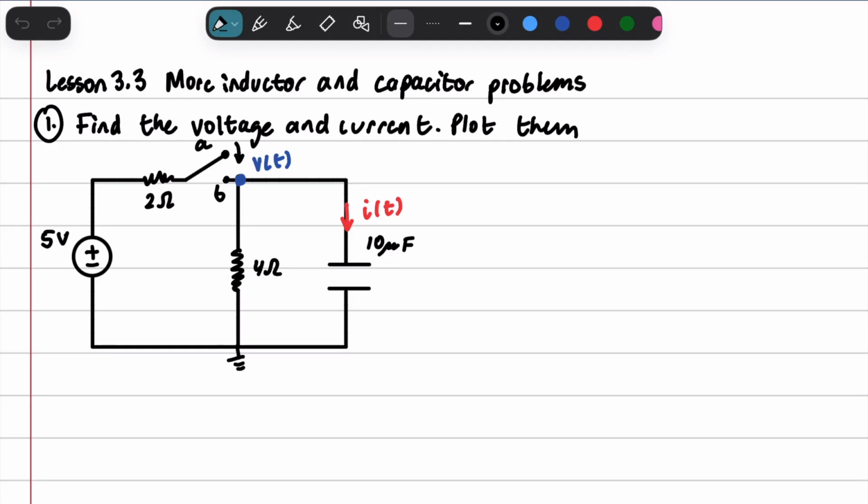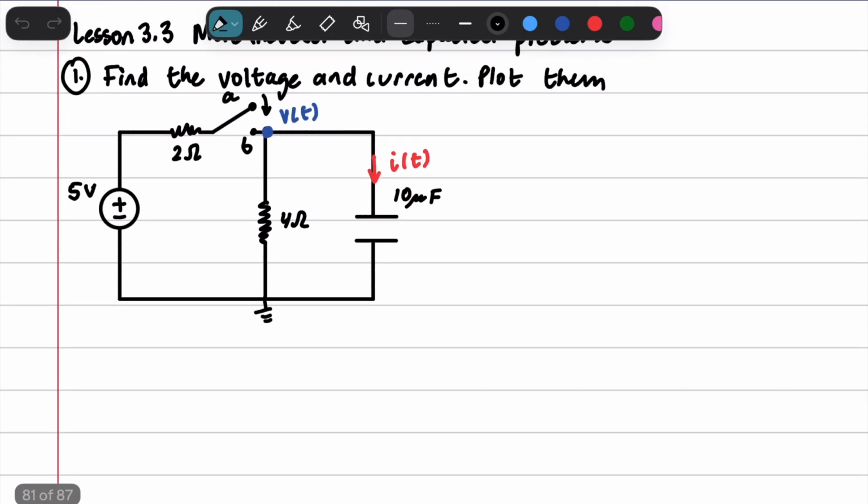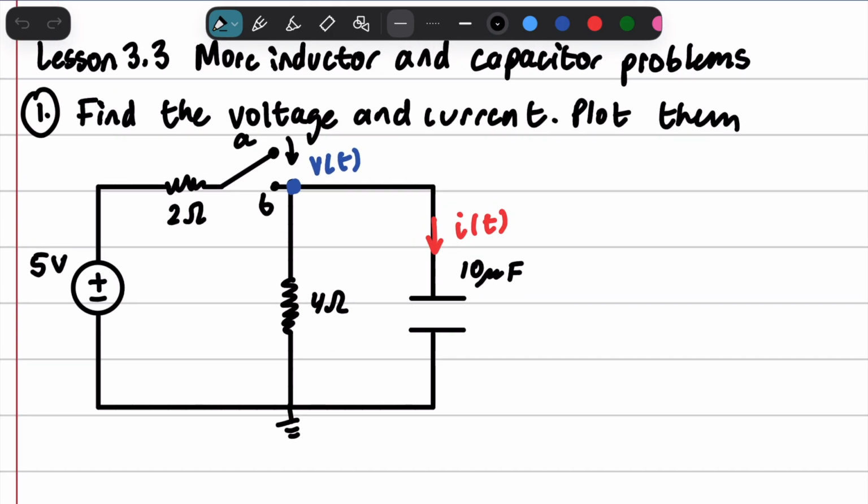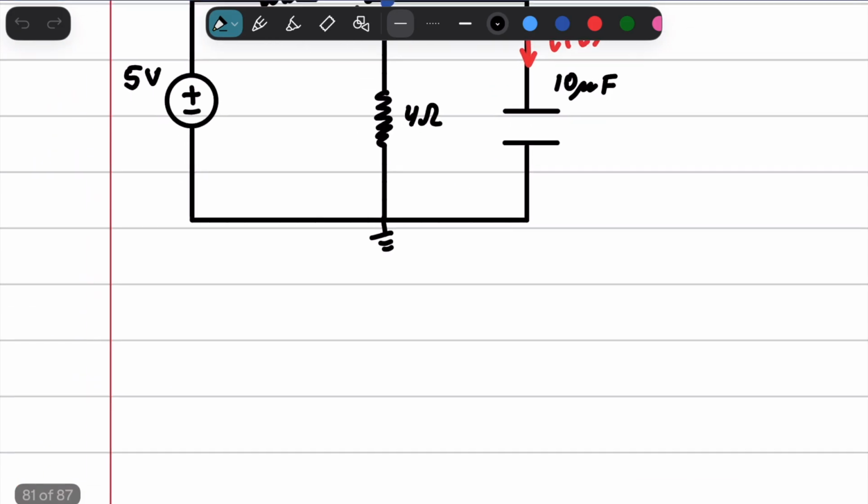Alright everyone, hello. Today we are going to do some more inductor and capacitor problems. This is part 2. We have a little bit more tricky problems today, but we're going to get through them, and let's go. So we have to find the voltage and the current, and then we're going to plot them. The first thing I'm going to do is find the voltage, okay?